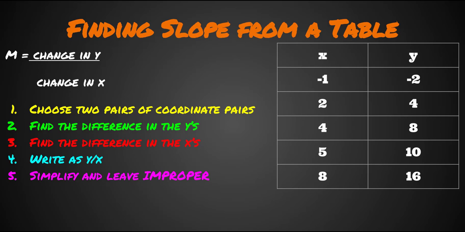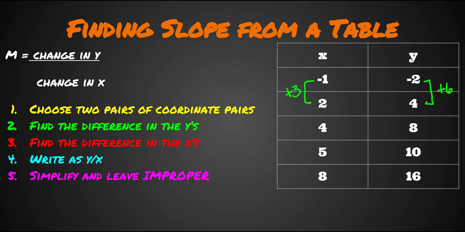So for example here, the first thing I'm going to do is choose my coordinate pairs. I'm going to start out with the first two. So -2 to 4, because I'm going to find the difference in my y's first. -2 to 4, well that's plus 6. -1 to 2 is going to be a positive. I'm actually just adding 3. So I'm adding 3 here now.